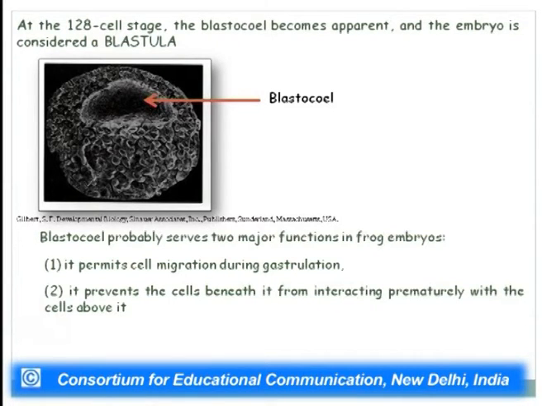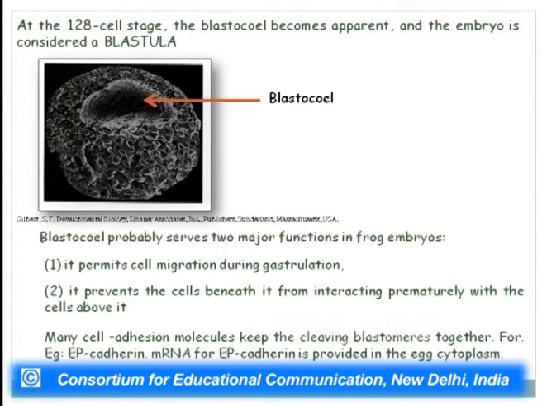Then it is also called an amphiblastula because generally it contains two different types of structures, the micromeres and the macromeres. So, amphibians have a coeloblastula and an amphiblastula which is formed. Many cell adhesion molecules keep the cleaving blastomeres together. So, how are the blastomeres tightly packed?